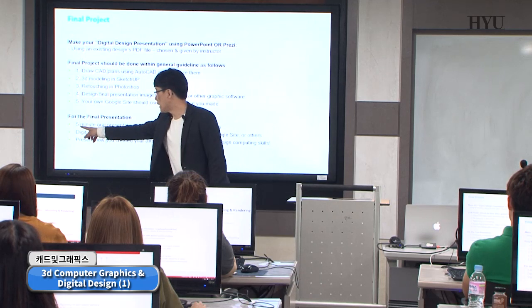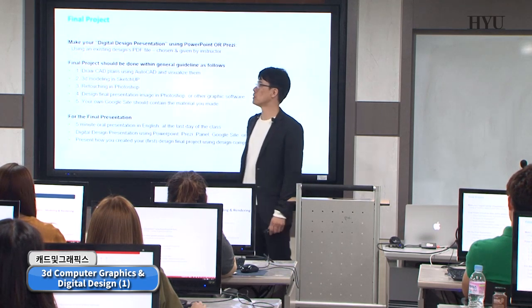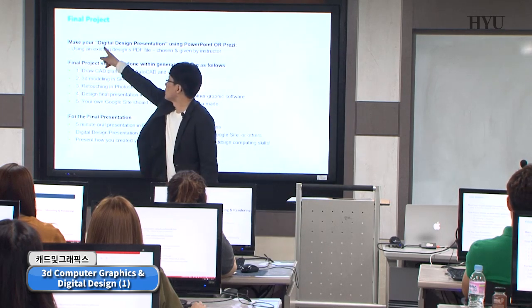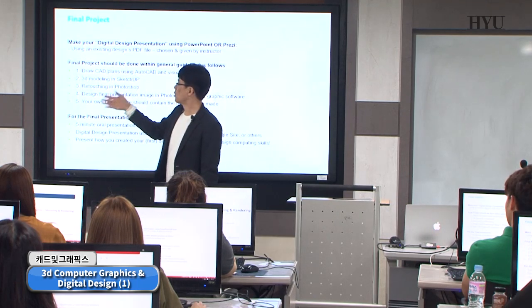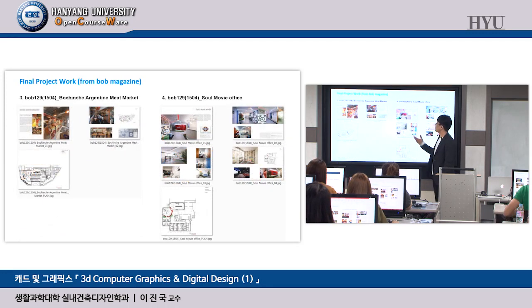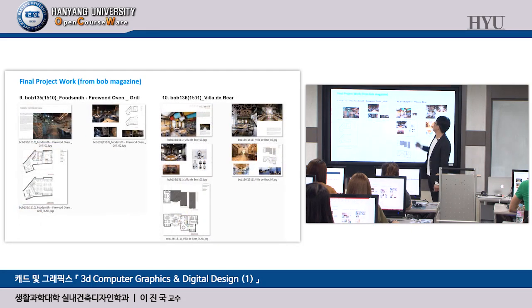At the end, a 5-minute oral presentation, okay, based upon your slides. Make your digital design presentation using PowerPoint or Prezi. For what? For one of them, okay? Number 1, Walmart. Number 2, Alpha Bank. 3, Meat Market, Soul Movie. Number 4, 5, 6, 7, 8, 9, 10. Billard Bear and some Foodsmith oven grill.